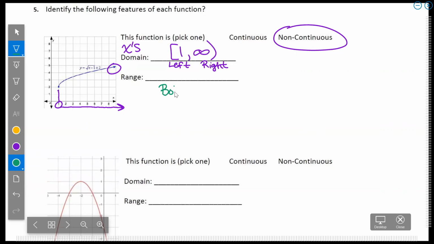I'm looking for the bottom. How far low does it go? And then I'm looking for the top. This goes with my y's. What's the lowest this graph ever goes? 2. What's the highest it ever goes? Infinity. We have an arrow on the end. It's not going up very fast, but it is going up. And that arrow on the end tells me it's going to keep going up forever. So this is going to be 2 to infinity. Bracket around the 2 because of that dot. Parenthesis around the infinity because I can't ever get there.